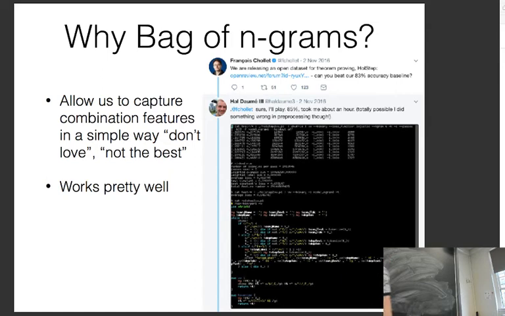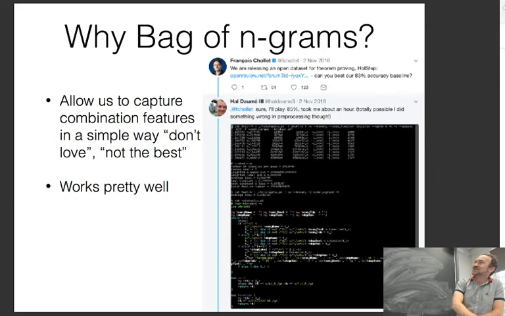So despite the fact that for this particular task they had some pretty sophisticated models, bag of n-grams is still a pretty strong baseline, I guess. You can look this up. This is not a lie. And Hal is going to be very mad at me because he doesn't want to be Mr. Bag of n-grams, apparently. But hey.